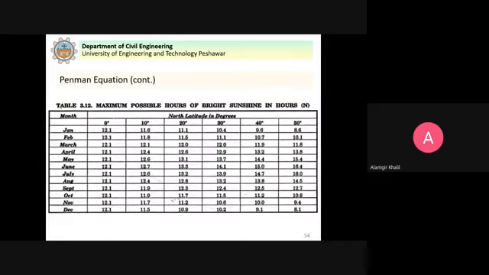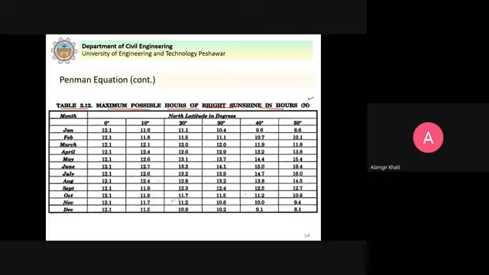Similarly, we have another table, table 3.12. We have maximum possible hours of bright sunshine in hours. This is the capital N. So we have the north latitude in degrees. This we can use because Pakistan is in the northern hemisphere.